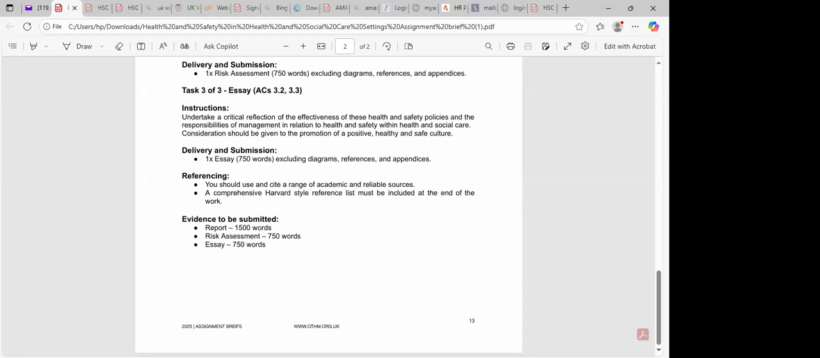So you need to critically reflect on the effect of these health and safety policies and the responsibilities of management in relation to health and safety within health and social care. Considering that you should be given to promotion of a positive, healthy and safe culture. There must be a safe culture. There must be a best way of doing things.